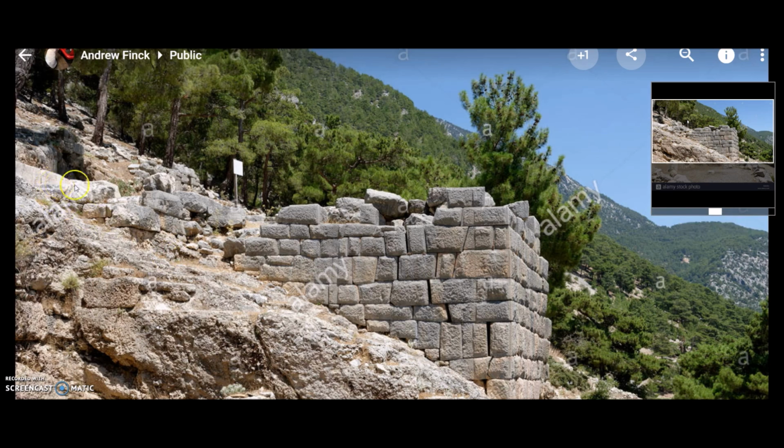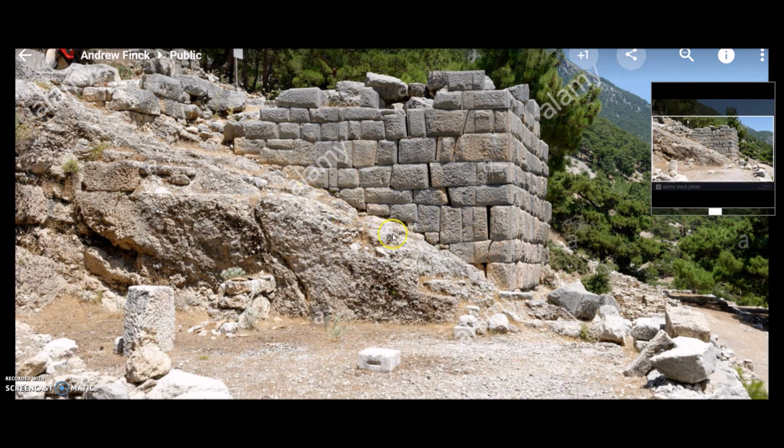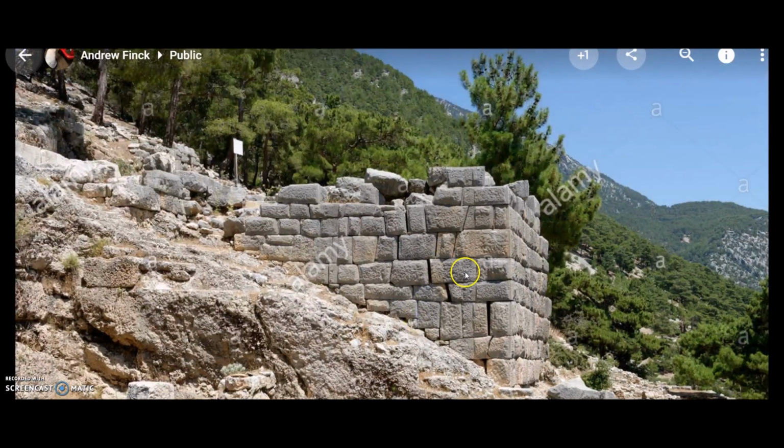There appears to be more of this style of construction going up the hill, so there may be more to this construction. If anybody knows any more or has any more pictures of this, I'd love to see them, and I'd love to hear more about that site.